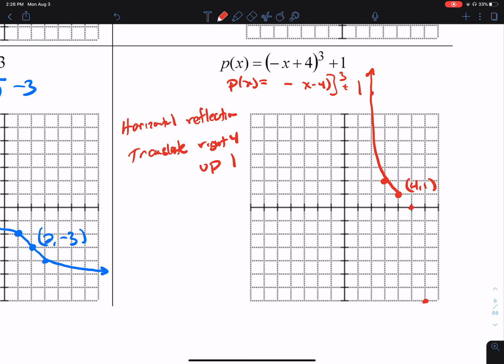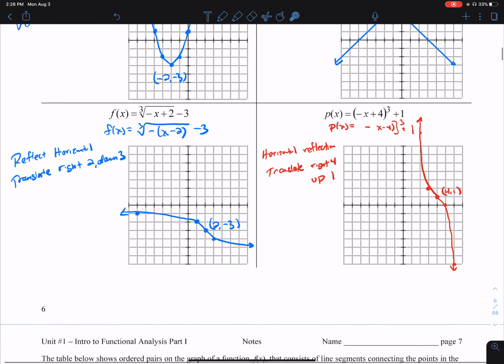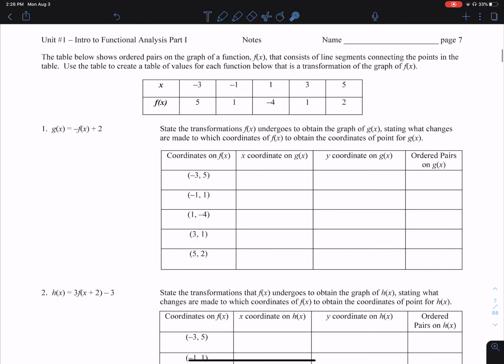If we hadn't reflected this, it would have looked like something like this. But we did reflect it. The horizontal reflection moved this part over here and this part over here. All right, let's look at analytically how we would do such things.